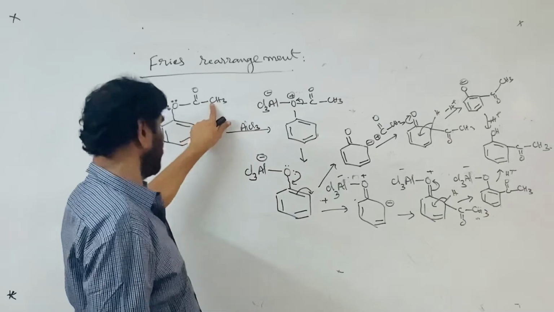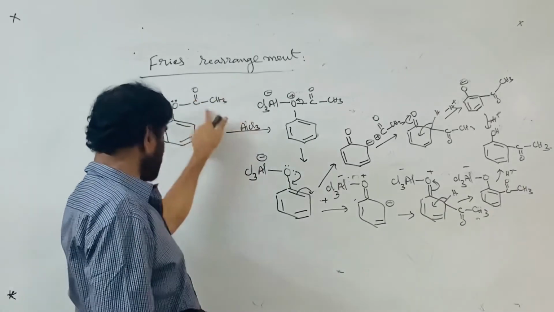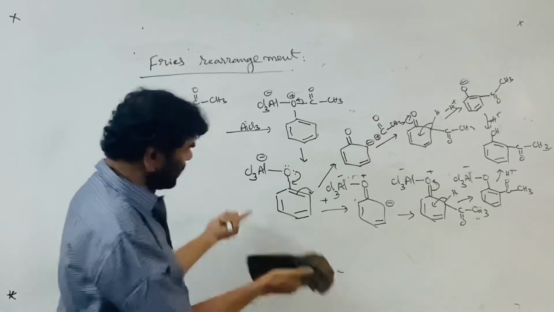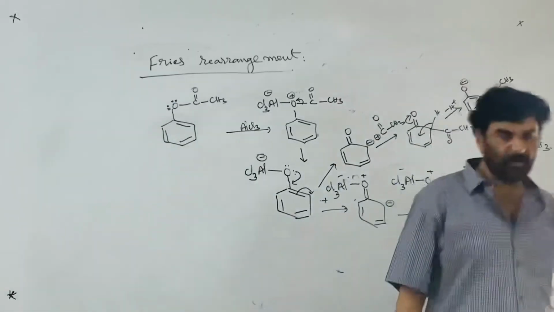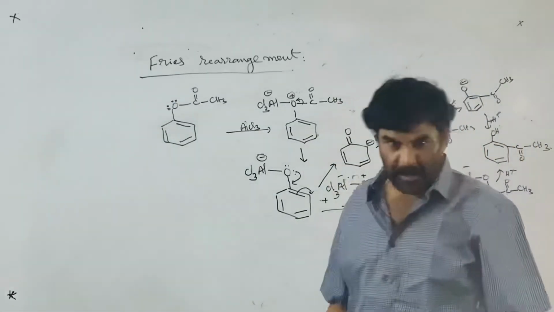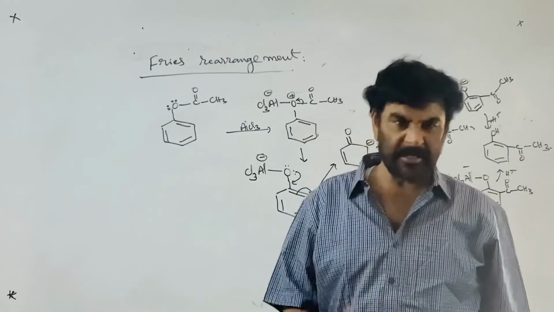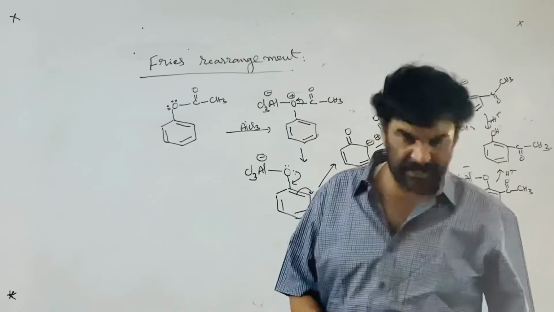The methyl has no role. It can be anything, any ester. The acid part, the R can be anything. So this is the rearrangement reaction. Low temperature conditions, para product dominates as a kinetically controlled product. High temperature conditions, the ortho product is the major product.